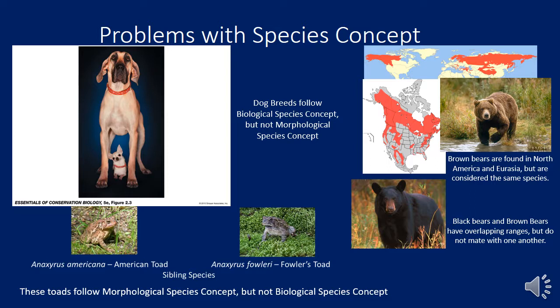With these, they're what we call sibling species. And so they look the same, but they don't interbreed with one another. So they're not the same species by the biological species concept because they do not mate with one another. They breed at different times of the year, but they follow the morphological because they look the same. So if you're just using that, you'd be like, oh, they look the same. They're the same thing. But the fact that they don't interbreed makes them different species.